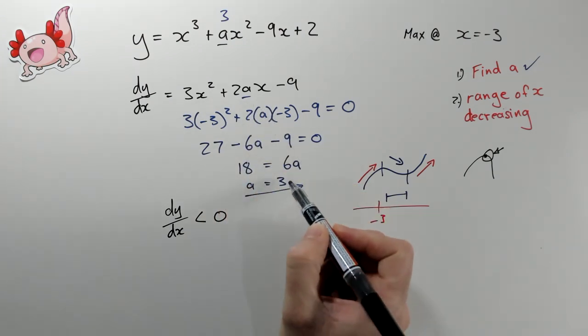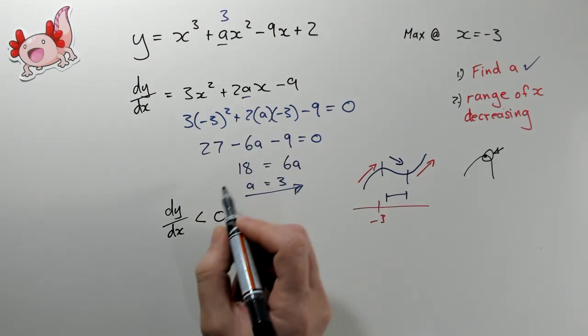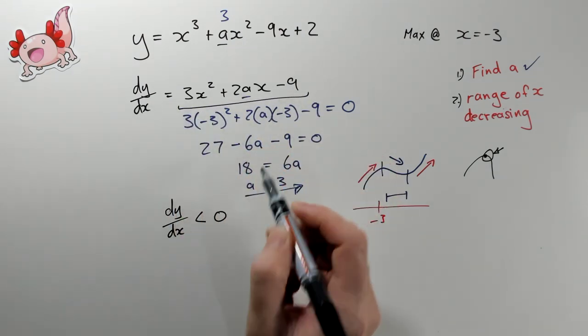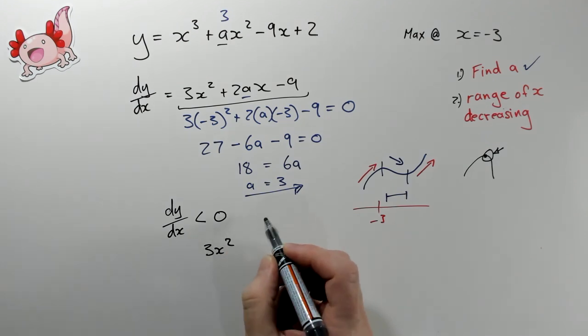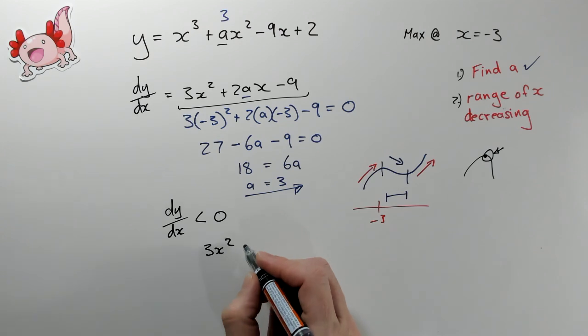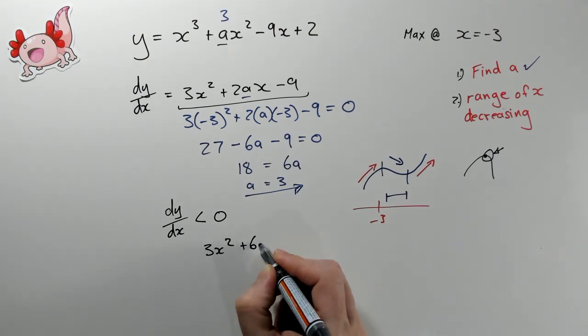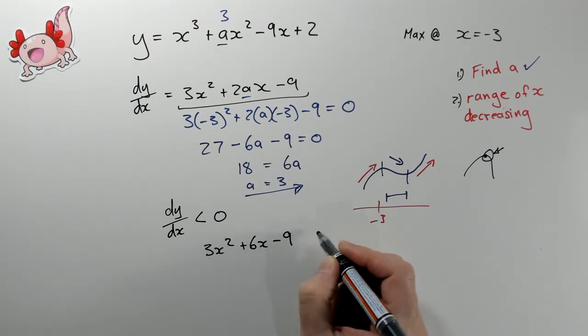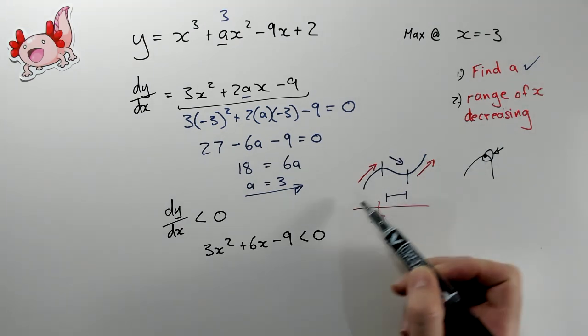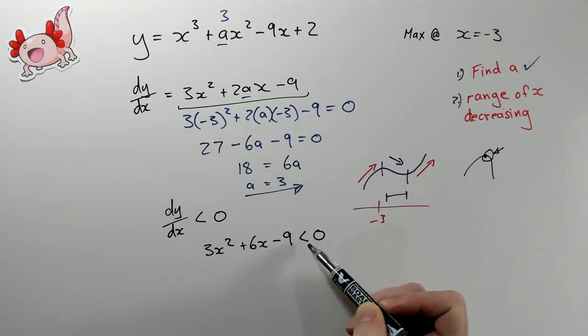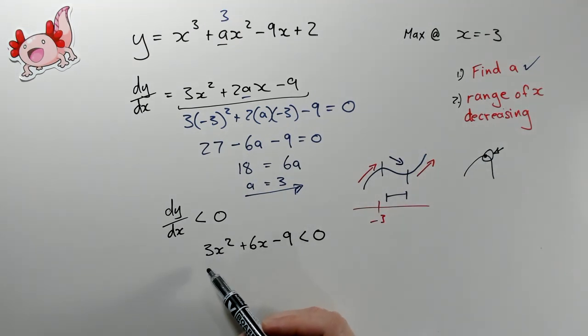So I'm just going to put the 3 in there. I worked out this is my derivative, so I'm going to write 3x squared, and then the 3 times the 2 gives me a 6, so plus 6x minus 9. And this all has to be smaller than 0. If they ask when it's an increasing function, then I would have just switched the sign around and said the derivative has to be bigger than 0.